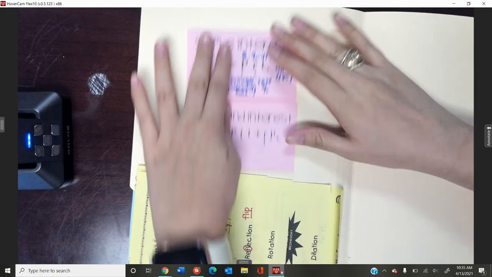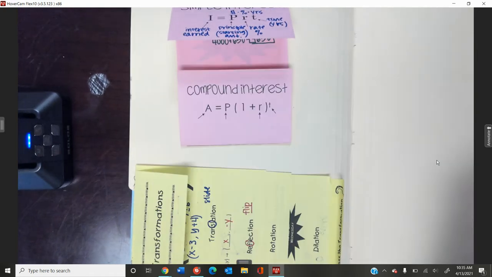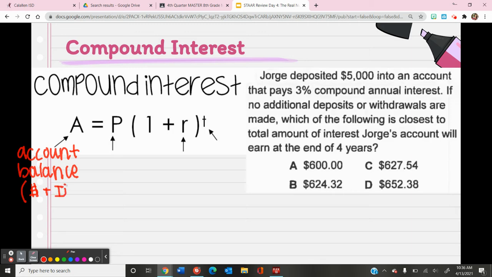But other than that, we're going to go ahead and get into the second type of interest, which is compound interest. So the formula for compound interest is A equals P times 1 plus R to the power of T. So most of these things mean the same thing, but here you have a new letter, which is A. So A stands for your account balance. So this is the amount of money in your account at the end of the amount of years you have. So this includes your principal, the money, plus the amount of interest earned.